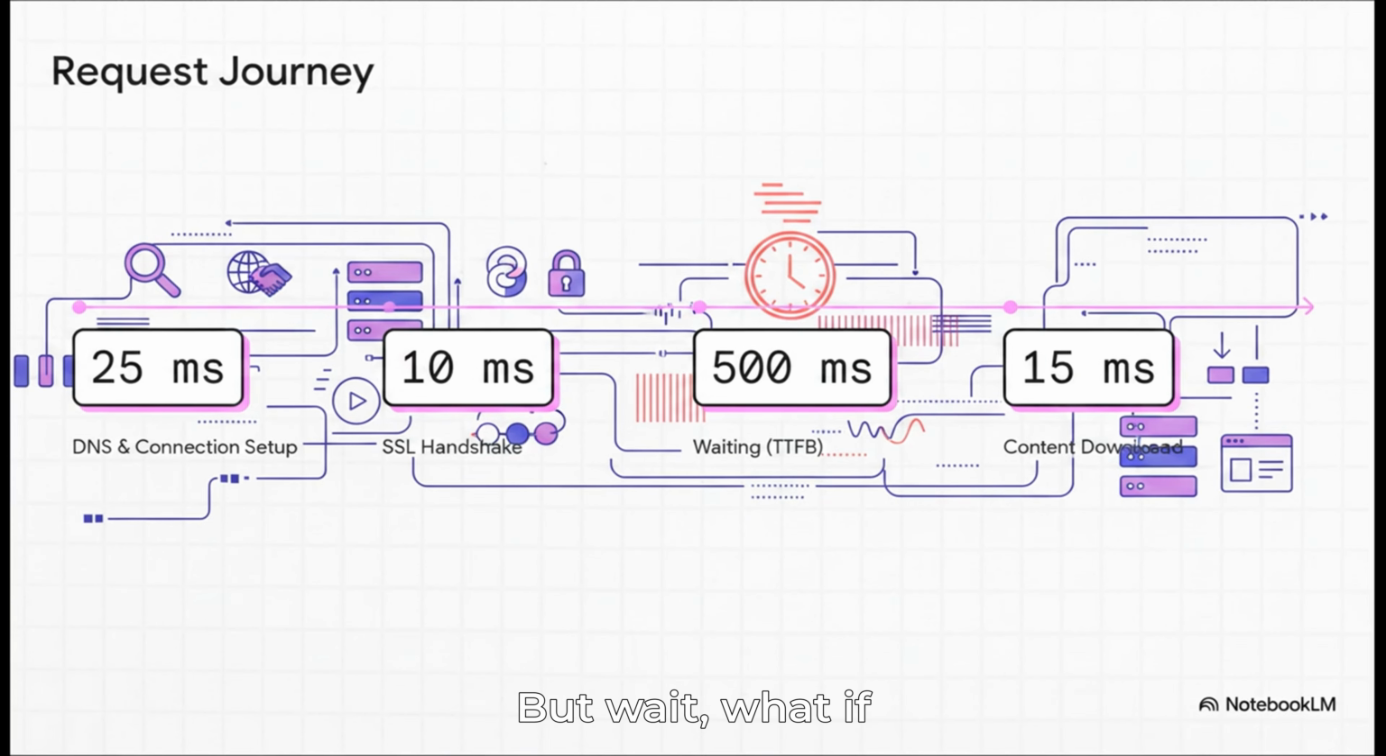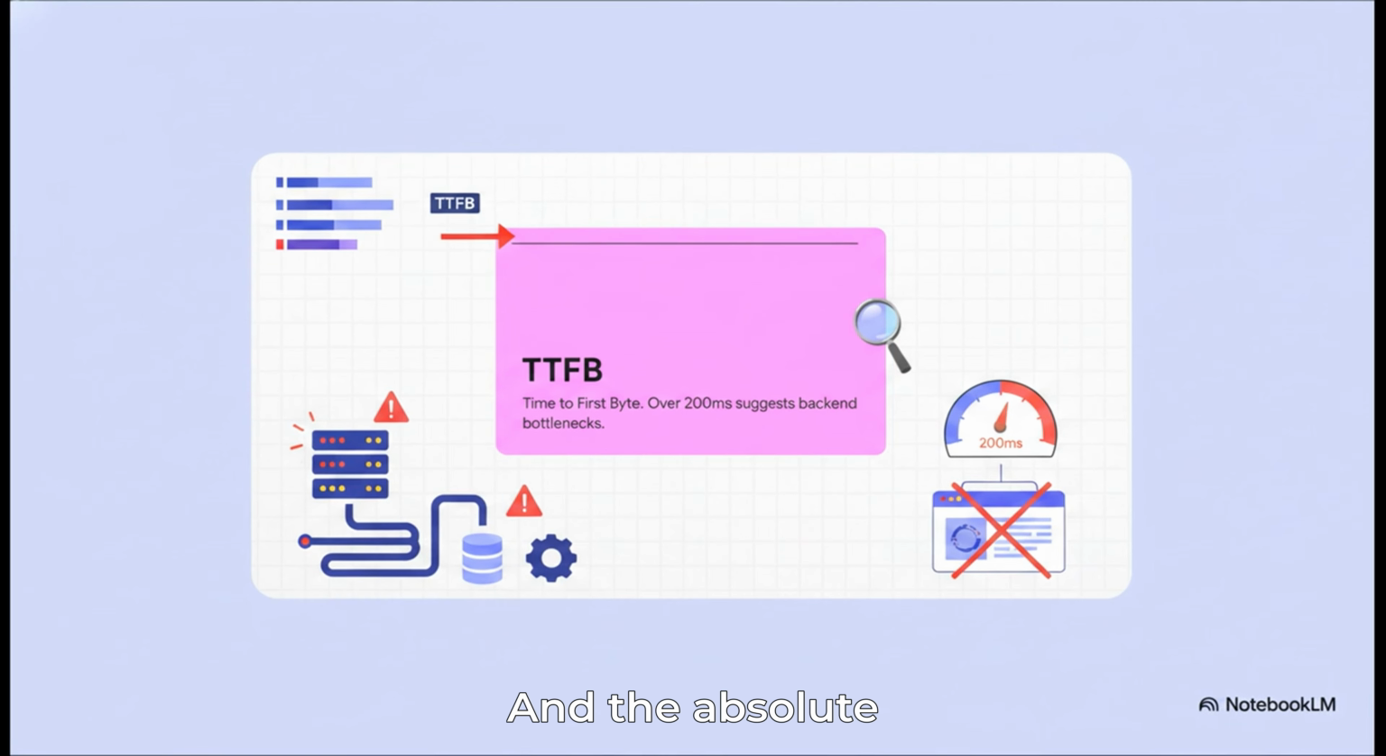But wait, what if the app isn't crashing? What if the support ticket just says, ugh, it's so slow? Well, if it's a speed issue, you want to look at the Timing tab. This tab breaks down a request's journey literally millisecond by millisecond. Because a request isn't just one single action. It's the browser queuing up, resolving DNS, doing that secure SSL handshake, waiting around for the server, and then finally actually downloading the content.